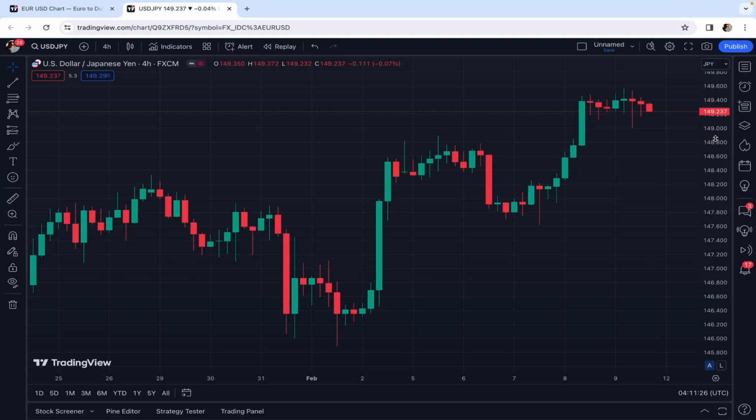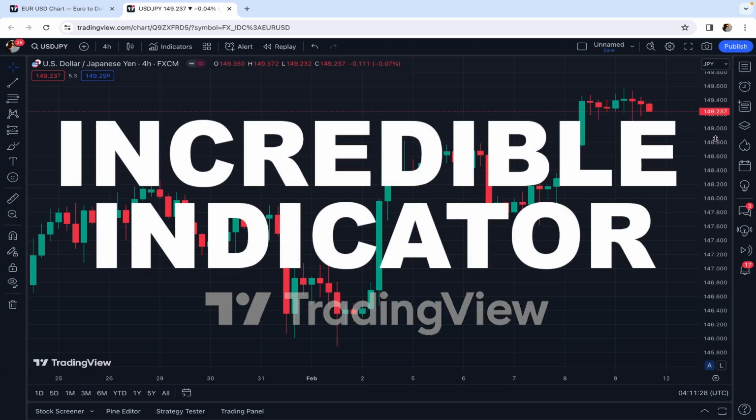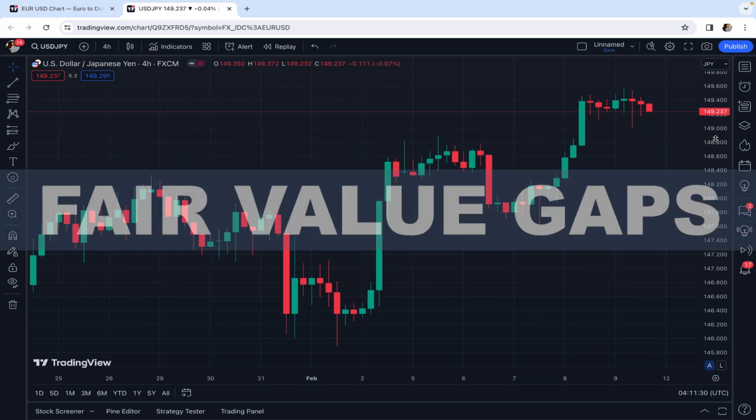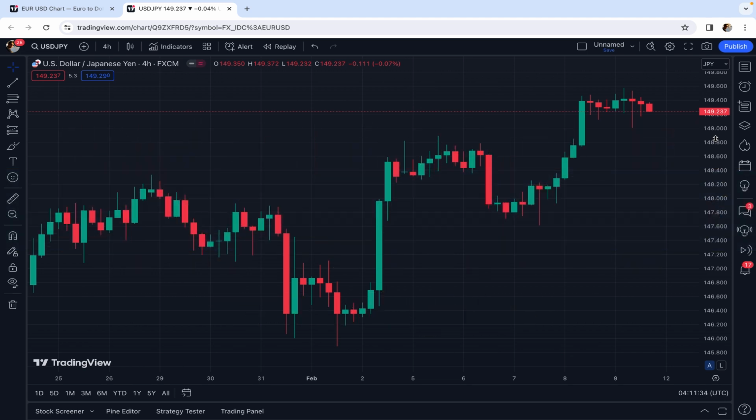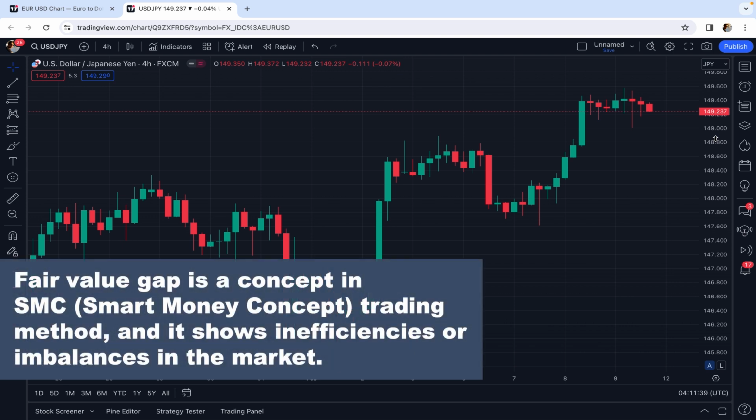In today's video, I want to introduce an incredible indicator on TradingView that helps you easily find fair value gaps on the chart. First, let me explain very shortly about fair value gaps and then I will introduce the indicator. Fair value gap is a concept in the SMC trading method and it shows inefficiencies or imbalances in the market.